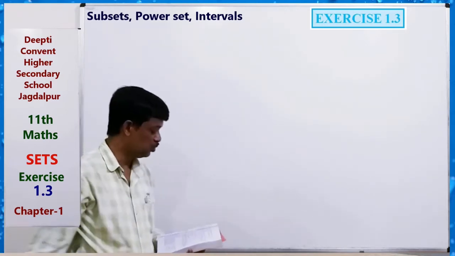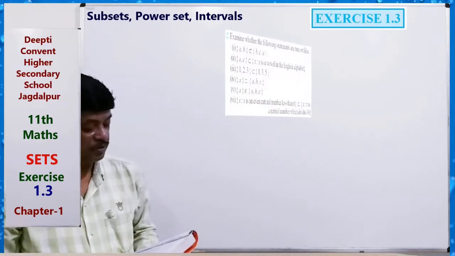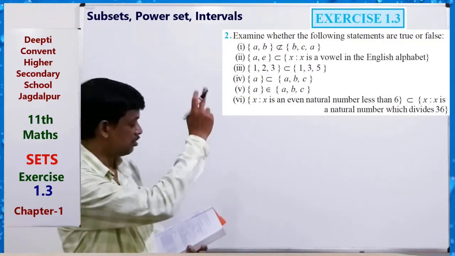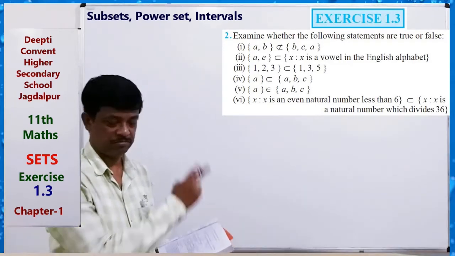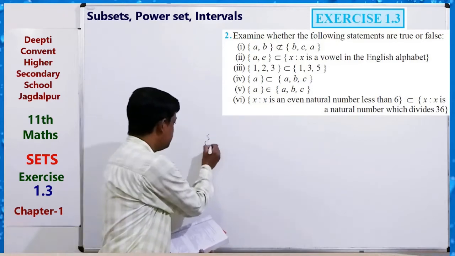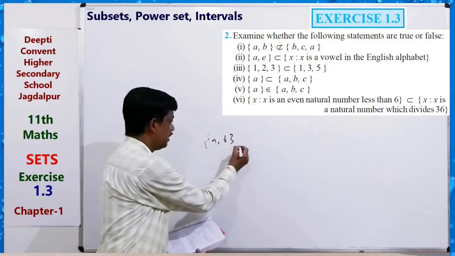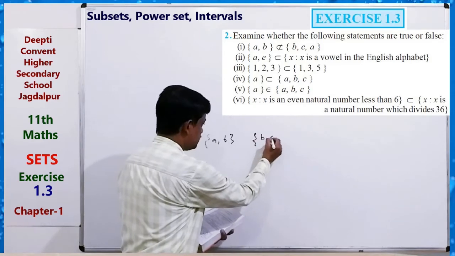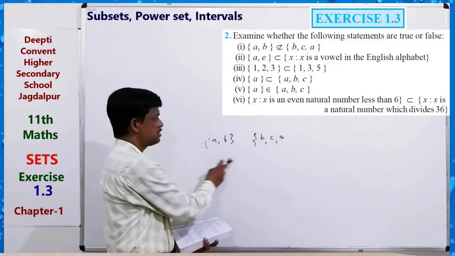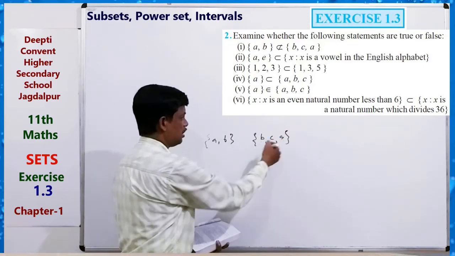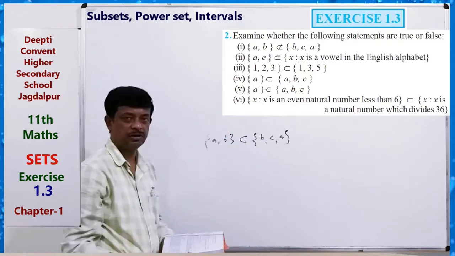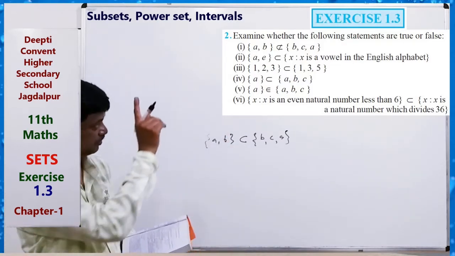Now question 2. Examine whether the following statements are true or false. First, AB is not a subset of BCA. False, because here also AB is present. All elements of this set also belong to this set, so it is a subset. Here it is given as not a subset, so it is false. First is false.